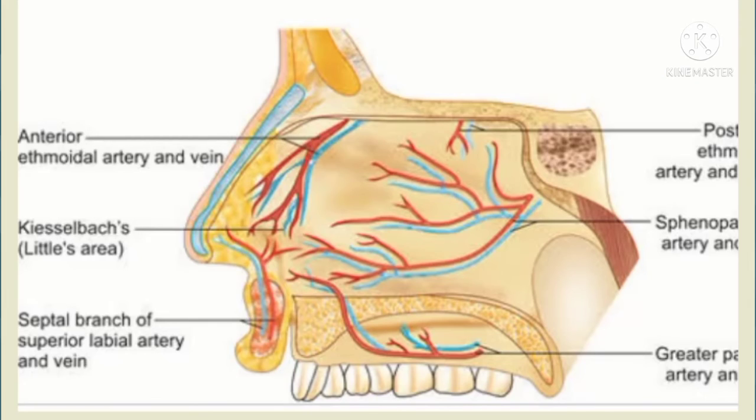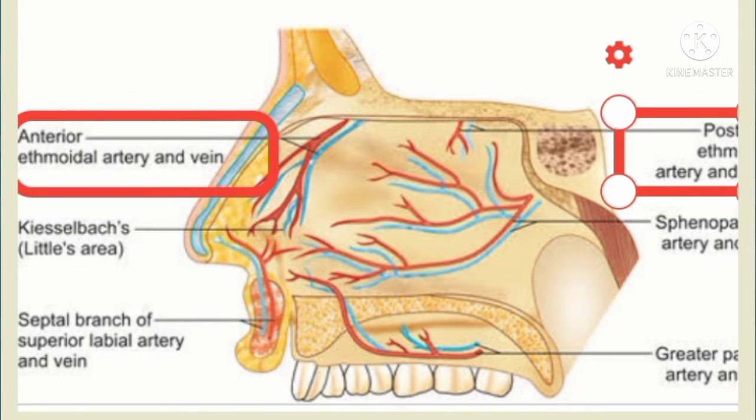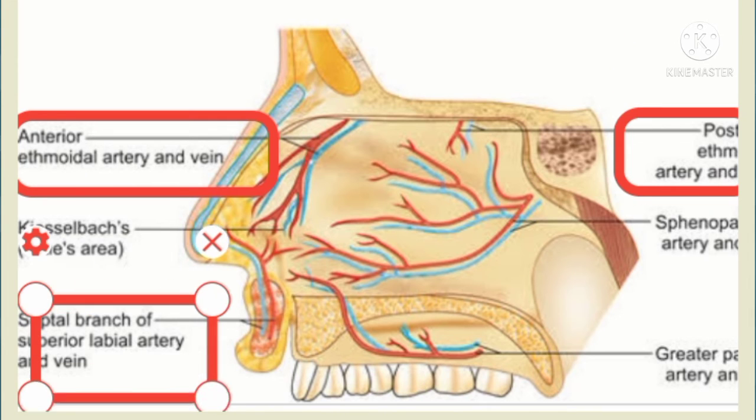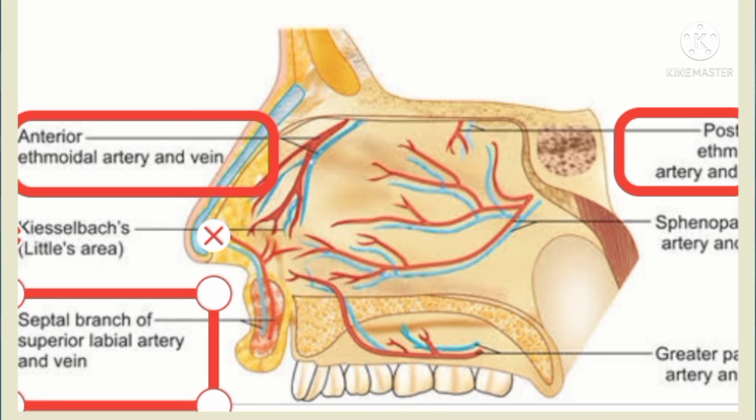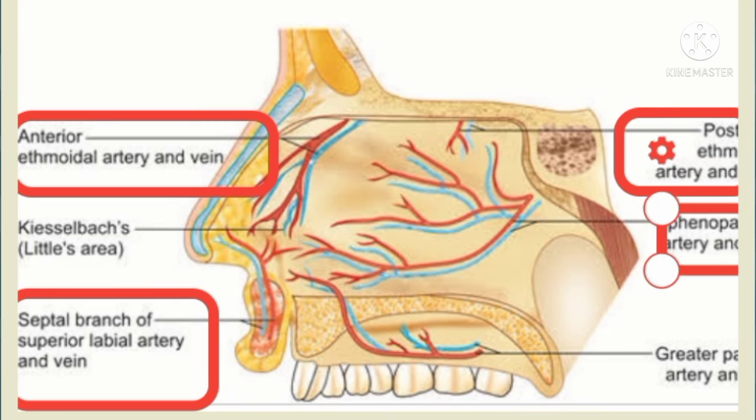As you can see in the figure, the anterior superior part of the nasal septum is drained by the anterior and posterior ethmoidal veins. This is the anterior and this is the posterior ethmoidal vein, and the anterior inferior part of the nasal septum is drained by the superior labial branch of the facial vein. This is the superior labial branch of the facial vein, and the posterior superior part is drained by the sphenopalatine vein, and this is the sphenopalatine vein, and this is the main vein of the nasal septum, as you can see in the figure.